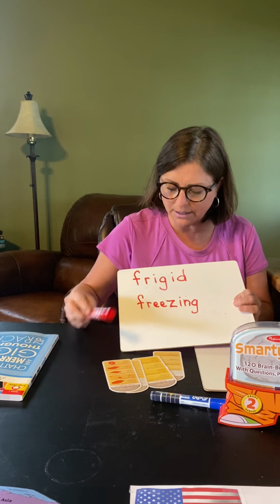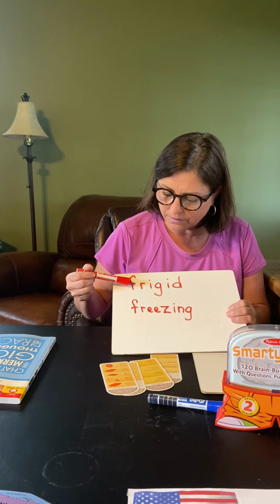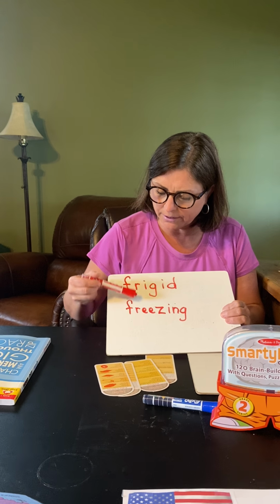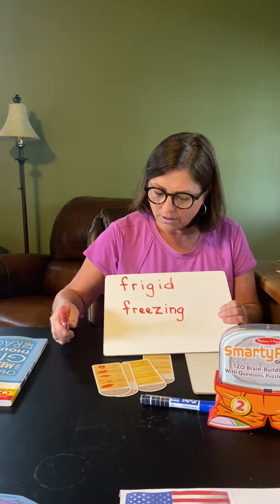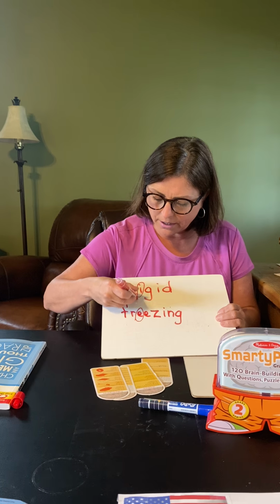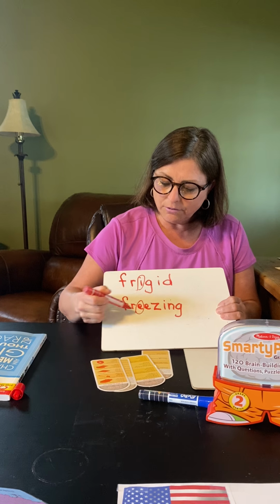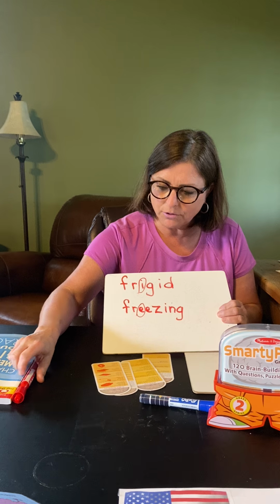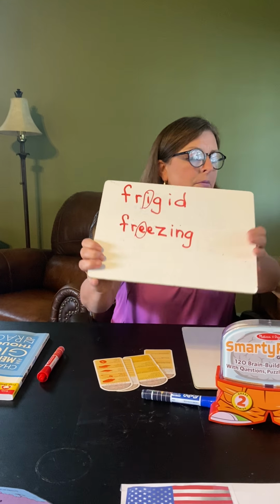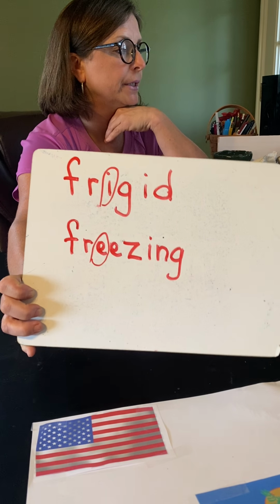If we're putting these in ABC order, which word would come first? Well, they both begin with an F. The second letter's an R in both. We better look at that third letter. Does E or I come first in the alphabet? E. So if we were putting them in ABC order, freezing would come first. Let me give you a chance to write those two words in your writing words booklet.